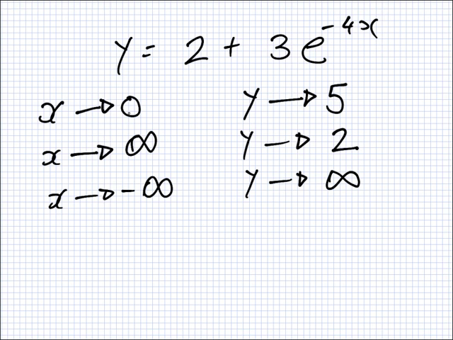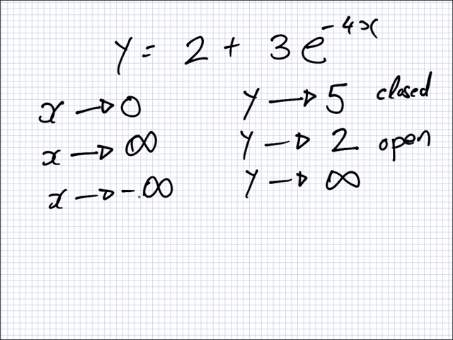If x reached 0, would we reach 5? Yeah, if x was exactly 0, would we get exactly 5? Yeah, so we call this one closed here. Could x reach infinity? No. So could y reach 2? No. So here it's open.